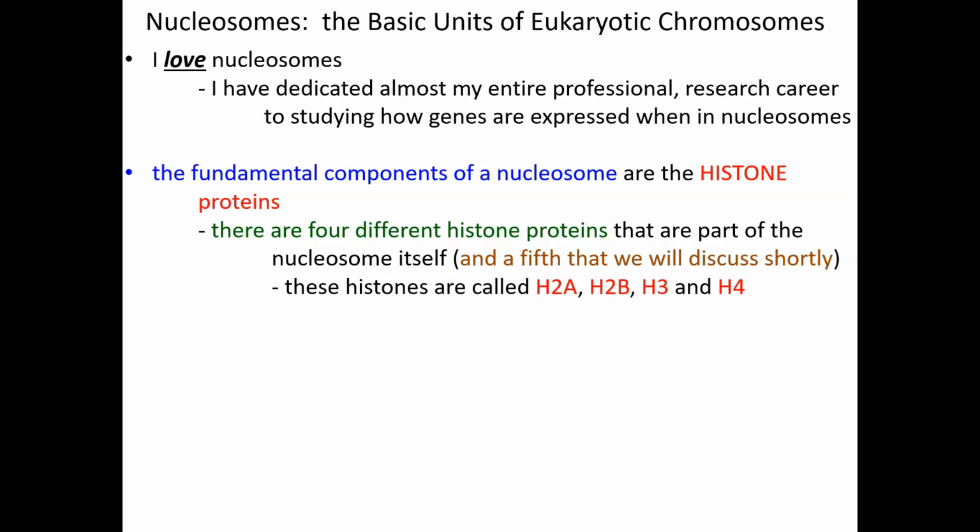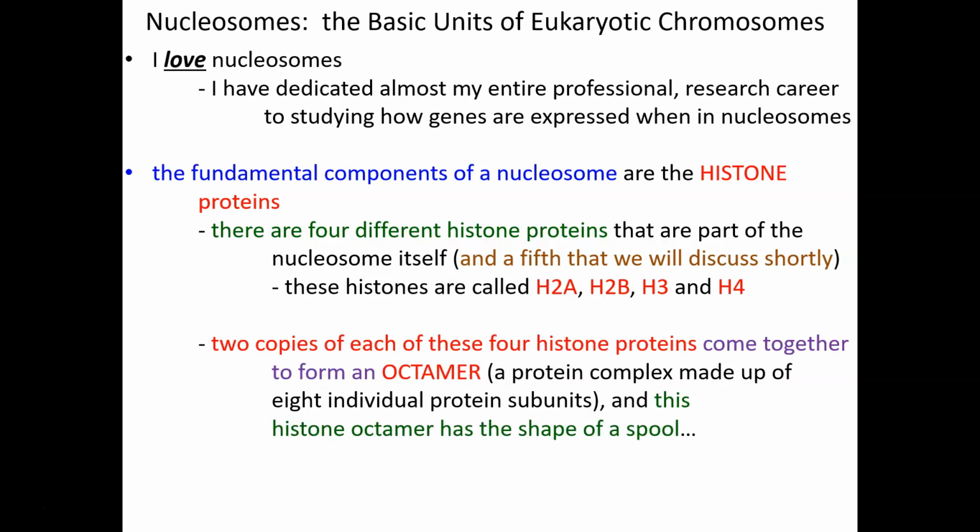But the 4 main histone proteins are called H2A, H2B, H3, and H4, where the H stands for, of course, histone. And each nucleosome contains 2 copies of each one. So we've got 2 identical copies of H2A, 2 identical copies of H2B, 2 copies of H3, 2 copies of H4. So that means we've got 8 total histone proteins that come together to make the center of a nucleosome. And we call that an octamer. It's a protein complex made up of those 8 individual proteins. And this histone octamer forms a spool, a protein spool.